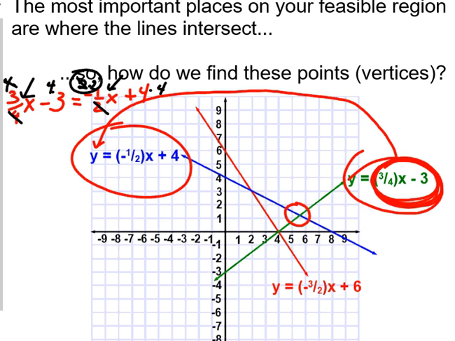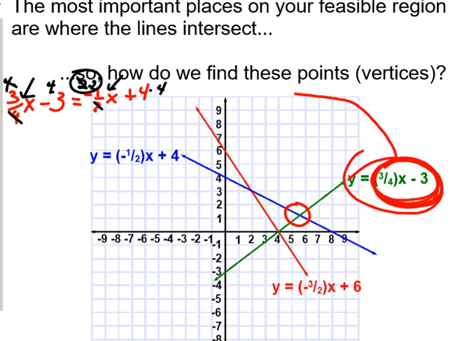Would you please write down what results after I multiplied everything by 4? 3x minus 12 is equal to, those 2's canceled, negative 2x plus 16. Does that seem like something you could solve from there? It's not too hard. It's got x's on both sides. Go ahead, finish it up. I'm going to pause for a second while you solve for x.